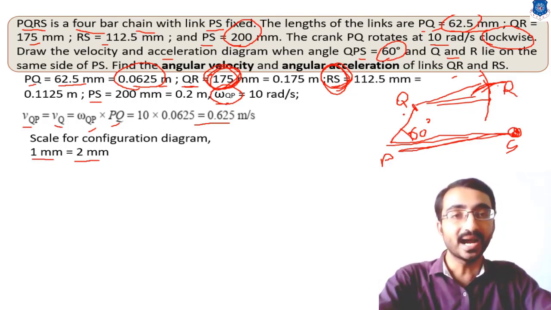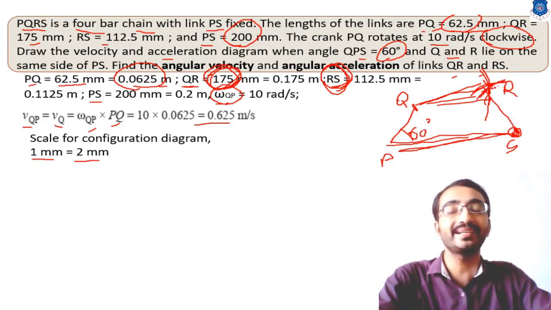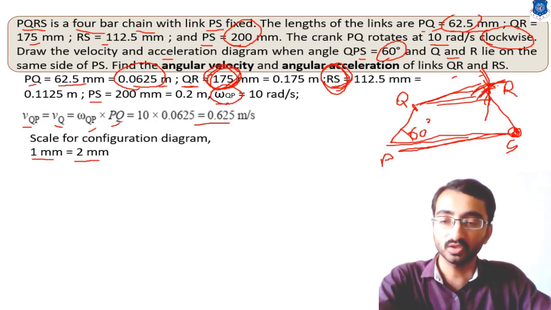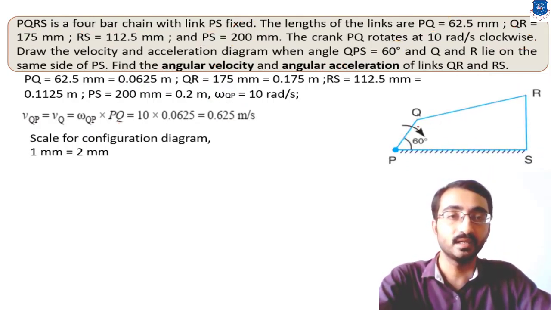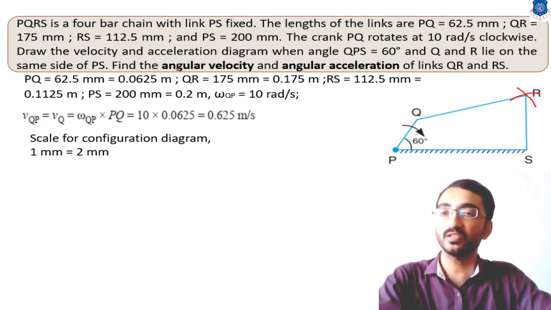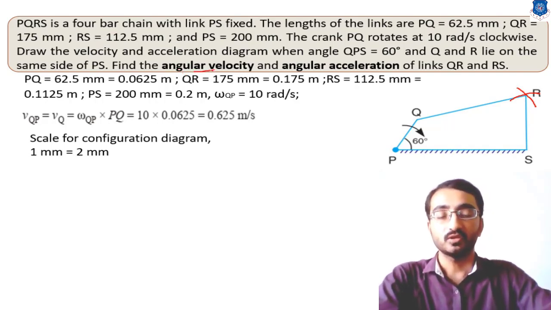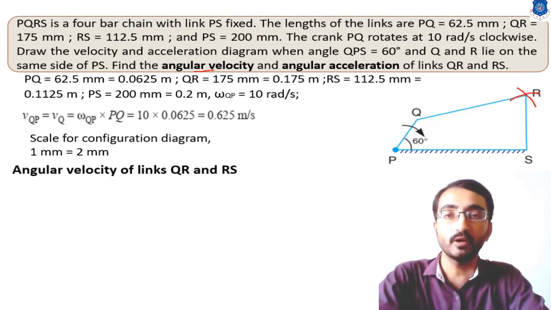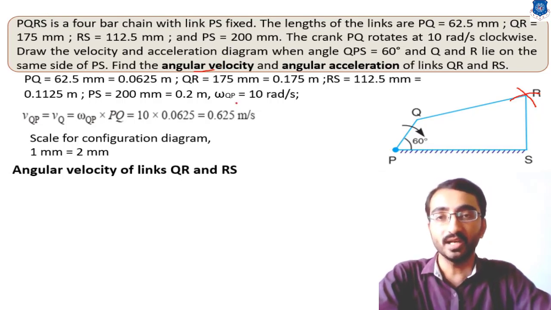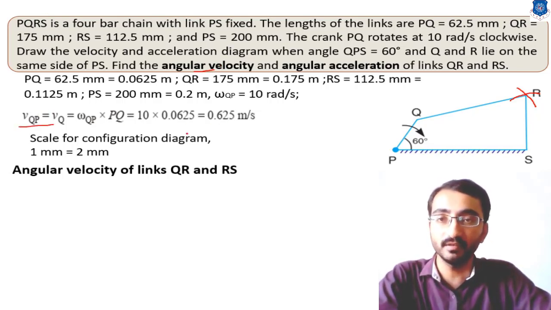In this way, by applying this arc method, you can locate point R in your 4-bar chain mechanism. So in this way you can sketch your configuration diagram by simply applying the arc method. Now let's solve this numerical. First we have to calculate angular velocity. For angular velocity calculation, we have to sketch a velocity diagram. Now for the velocity diagram we need velocity. In this mechanism they have given the velocity of PQ, that is 0.625 meter per second.